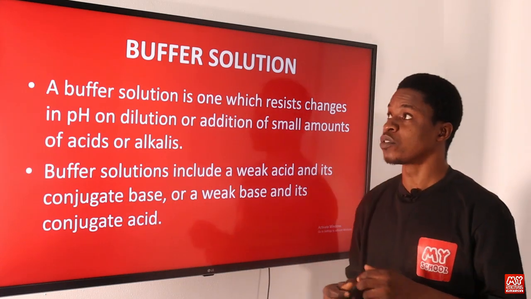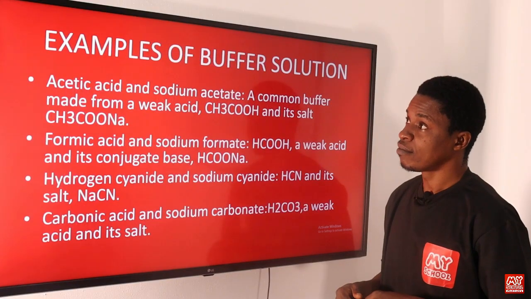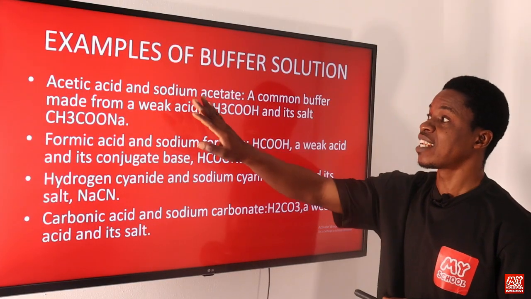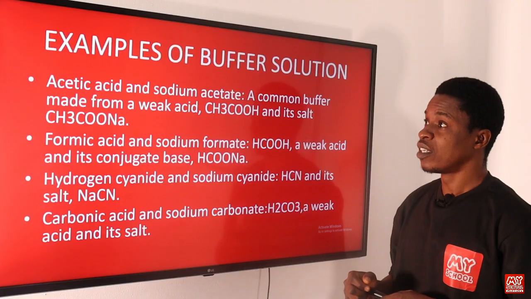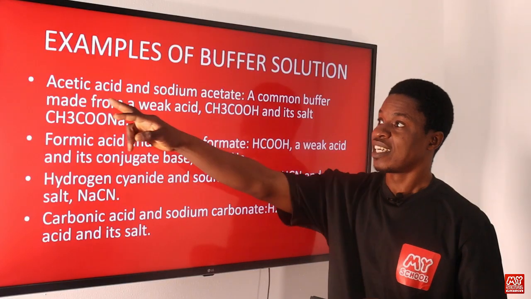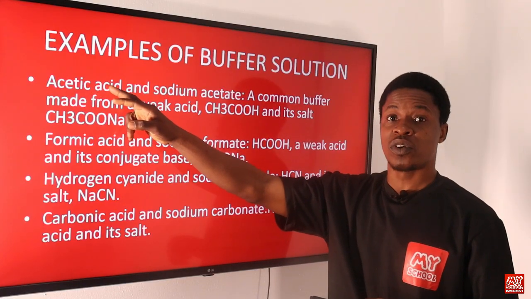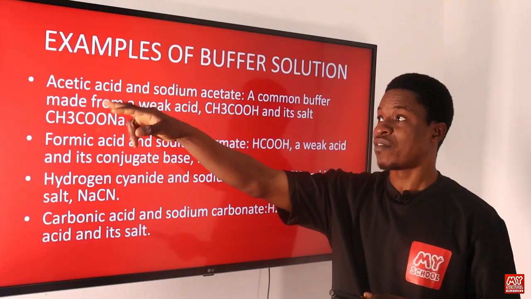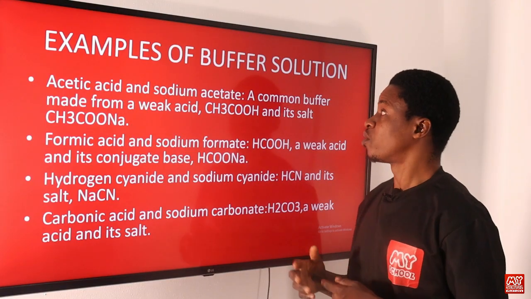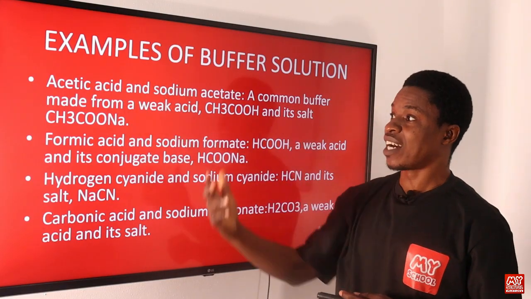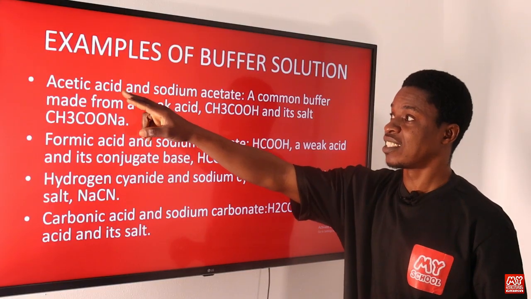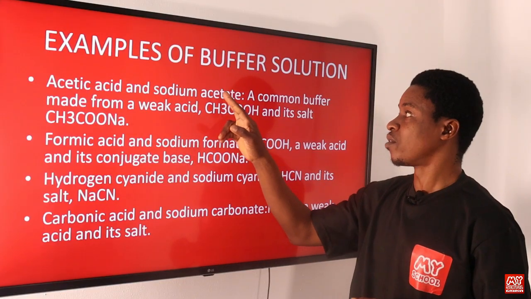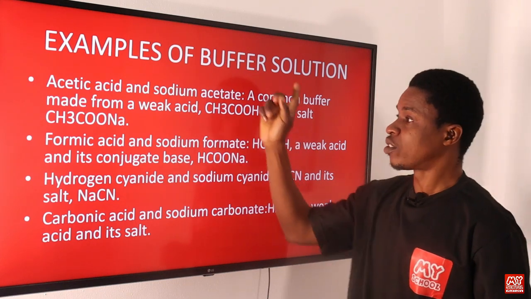Let's look at examples of buffer solutions. Acetic acid and sodium acetate. That is an example of a buffer solution. Of course, you agree with me that acetic acid is what we call ethanoic acid. The trivial name is acetic acid. It's also known as ethanoic acid, and that is CH3COOH. And sodium acetate is its salt.